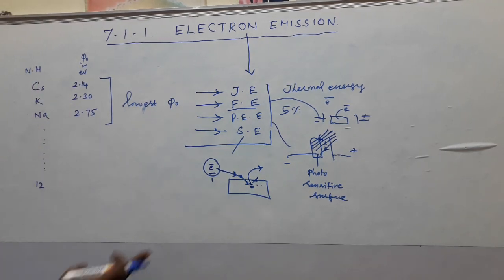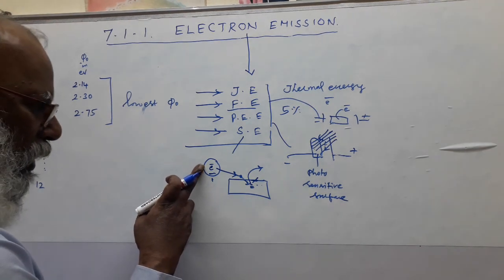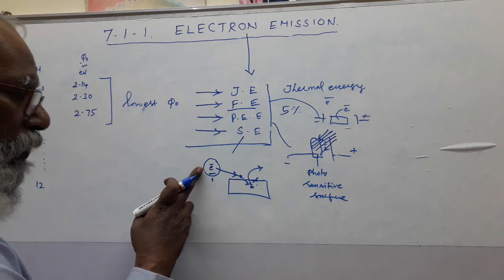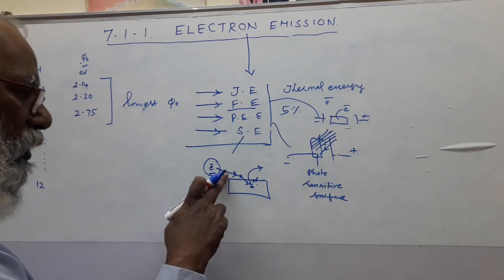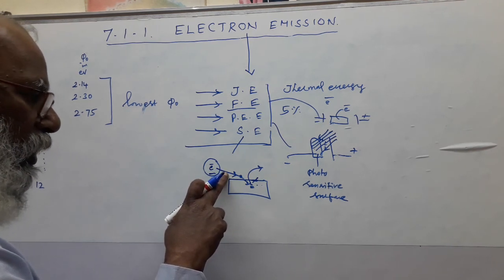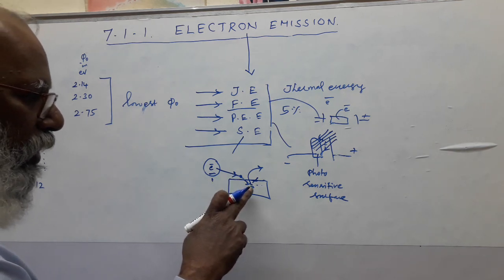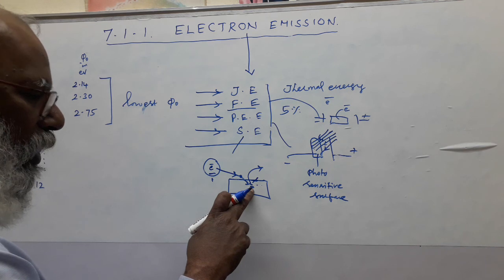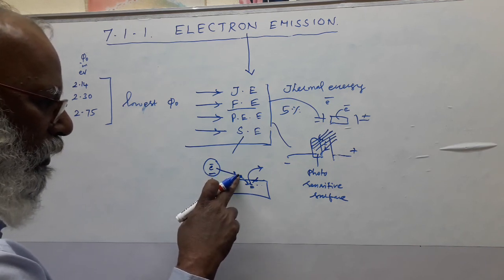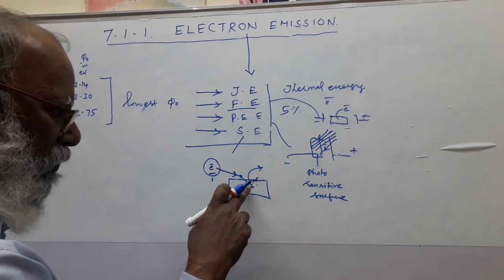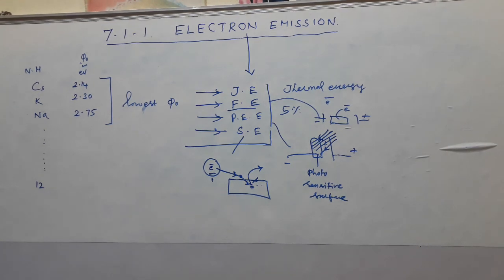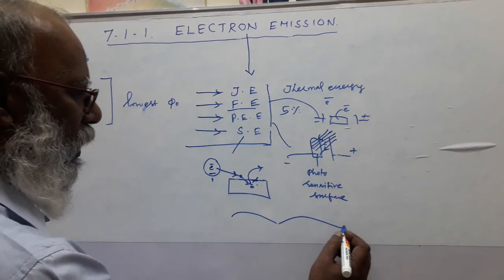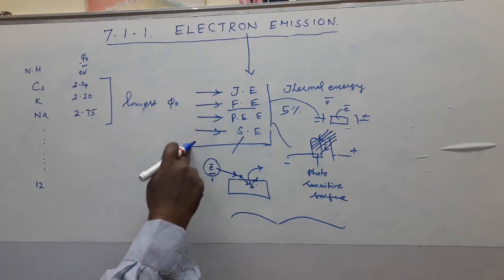You must be clear about one thing. The first electron is a normal free electron, which was accelerated by some other process, so that the fast, highly energetic electron ray hits the surface of the metal. This excess energy brings the free electrons out by breaking the surface barrier. That is called secondary emission. Next class we will explain all the concepts in detail.